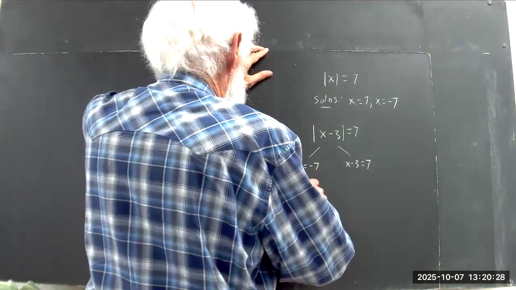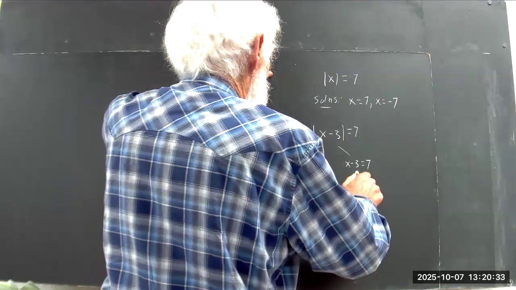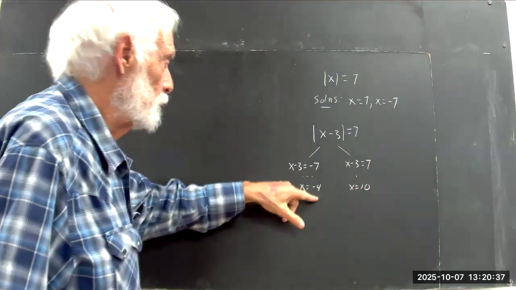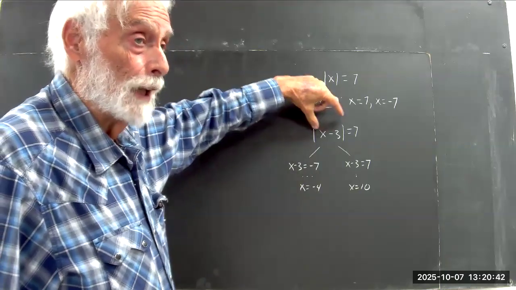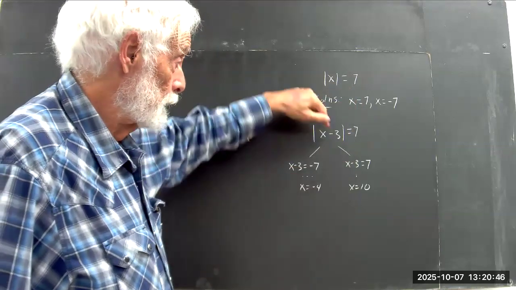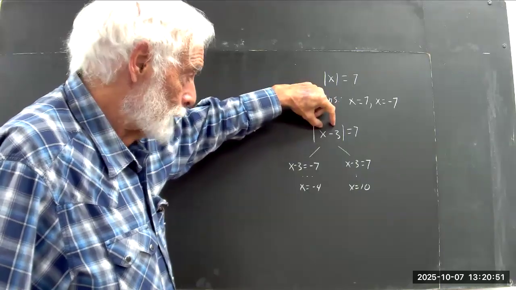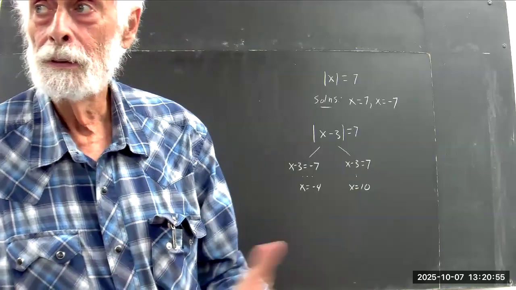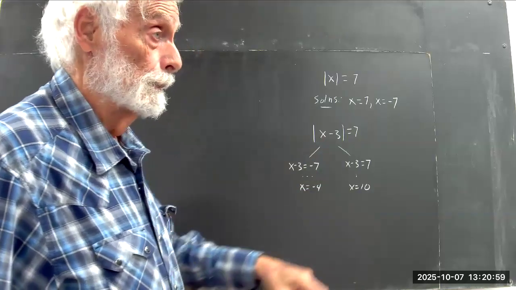And then you can solve this. Well, you add 3 to both sides, you get x equals -4, and you get x equals 10. Then you can check, put -4 in here. -4 minus 3 is -7, and the absolute value of -7 is 7. And if x is 10, you have the absolute value of 10 minus 3, which is 7. The absolute value, that is obviously 7. Does all that make sense? So you just remember, there's your procedure.